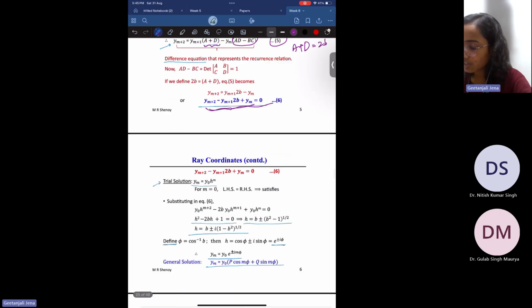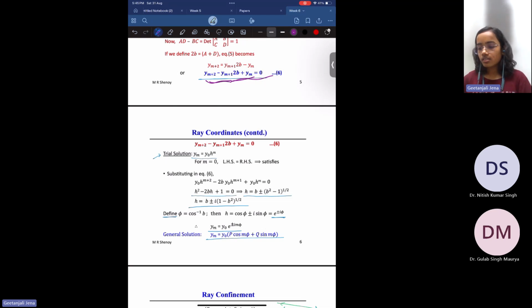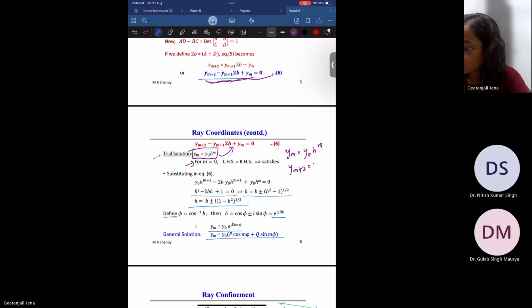Now we take a trial solution. Whenever we have this recurrence relation, we take a trial solution to find the approximate solution to this problem. So the first trial solution we can take is Ym equals y0 h to the power m. Okay, so if you now check for m equal to 0, it is y0 equal to y0. That is, when the ray is starting, the value of y is y0. So LHS satisfies the RHS. Now you just have to put this expression here. So if Ym is y0 h to the power m, then Ym plus 2 is y0 h to the power m plus 2, and Ym plus 1 is y0 h to the power m plus 1.